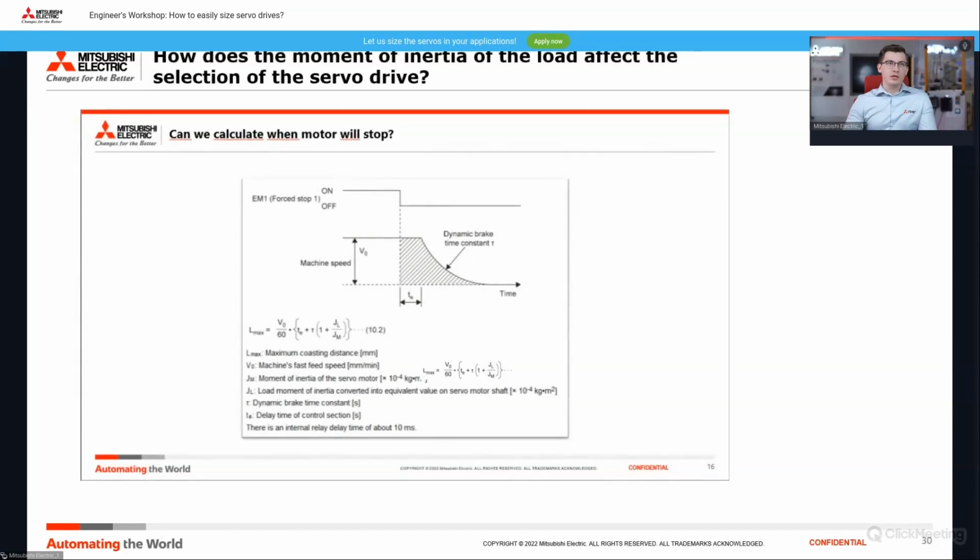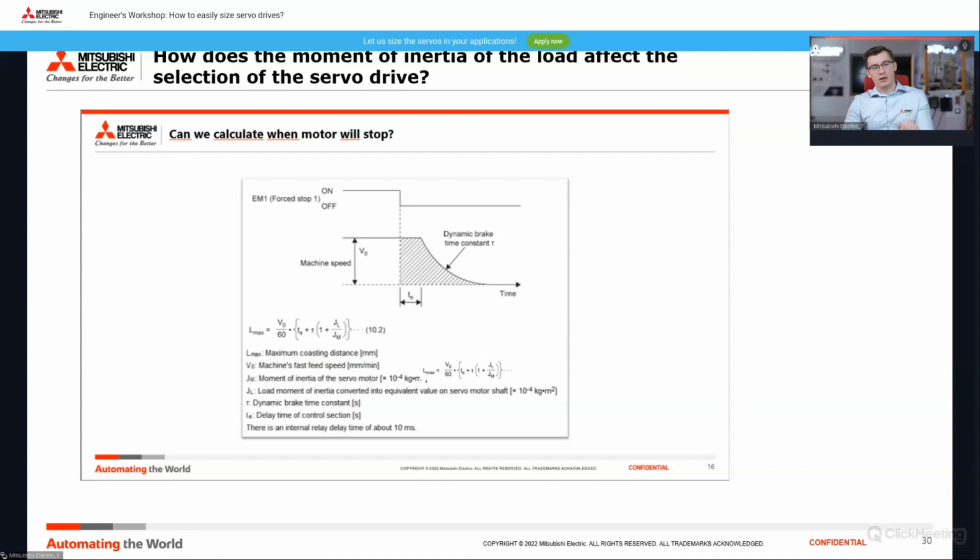Okay, so there is one question. Yes, we know about the inertia of the motor, but how does the moment of inertia of the load this time affect the selection of the sizing of the servo drive? Because the motors are divided into inertia classes because they have different inertia ranges, yes. And the loads also have different inertia moments, yes. And because of that, the motor also.